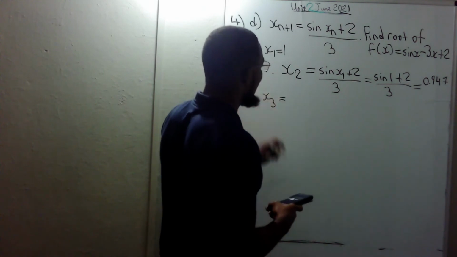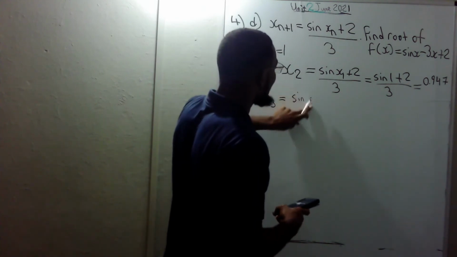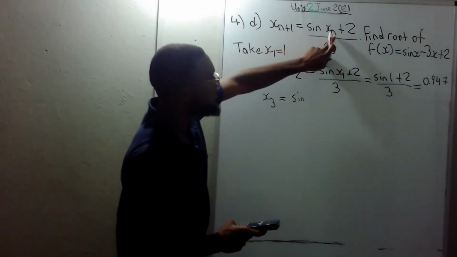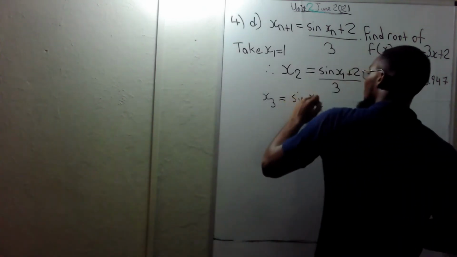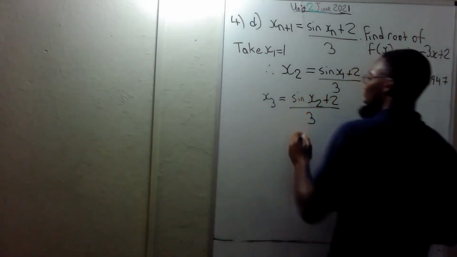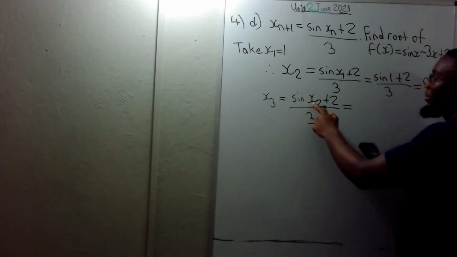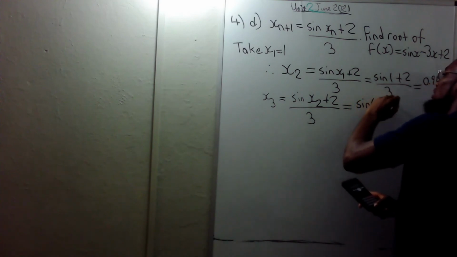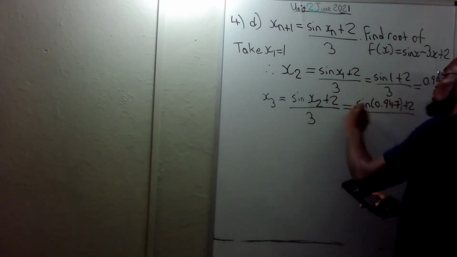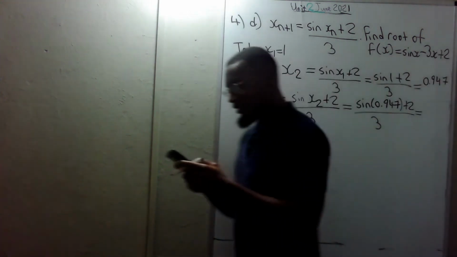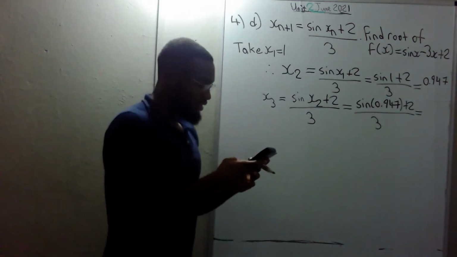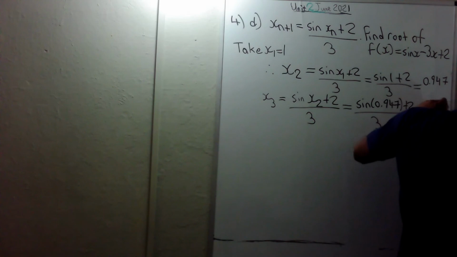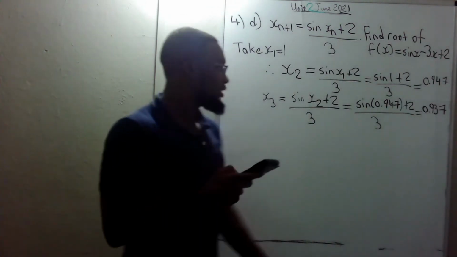So since 0.947 is x2, we can go ahead now and find x3. So x3 is now the sine of, when you put n as 2, 2 plus 1 is 3, the sine of x2 plus 2 over 3. Now x2, remember, is 0.947, so we need the sine of 0.947 plus 2 over 3. Put that in a calculator, the sine of 0.947 plus 2 divided by 3, I get 0.937.